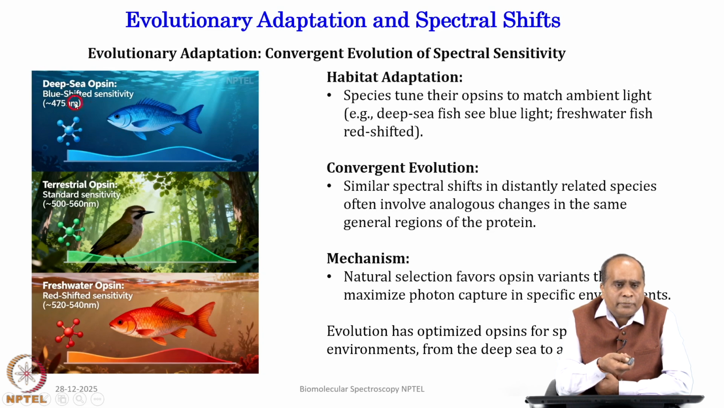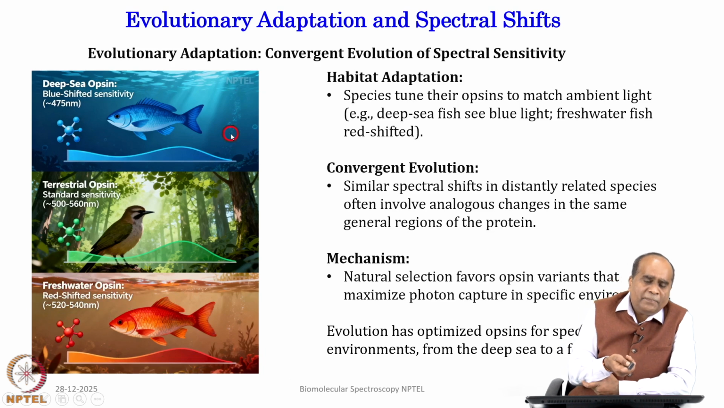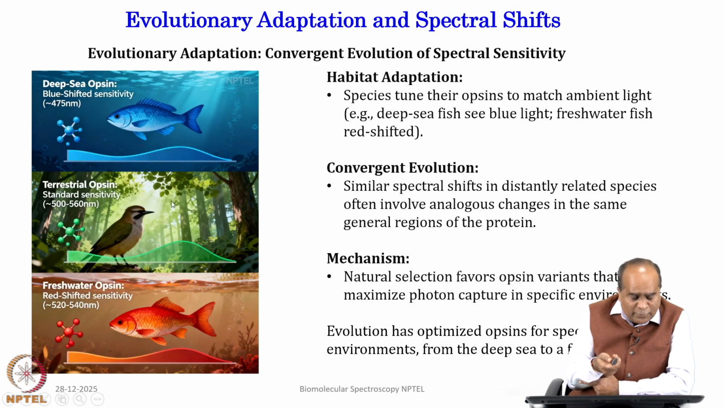So, about 475, this fish has that, right. And now terrestrial opsin, standard sensitivity, birds can see that, it is about 500 to 560. And freshwater opsin, red shifted sensitivity, 420 to 540, these fish can see it. So, you see depending upon what is the need, nature tunes that with the same protein just by a little bit of change in the amino acid.